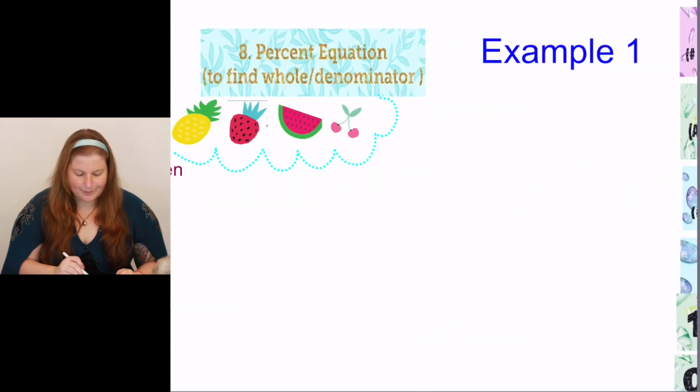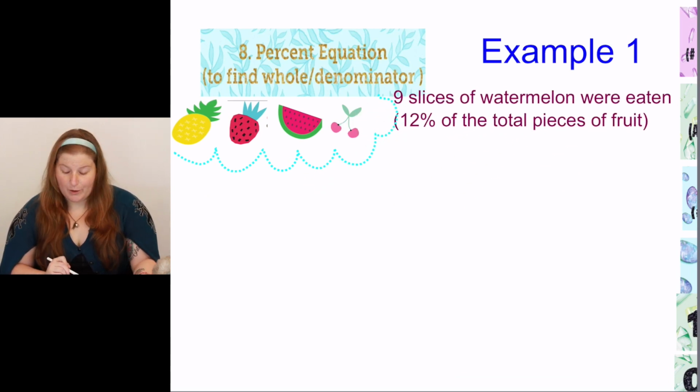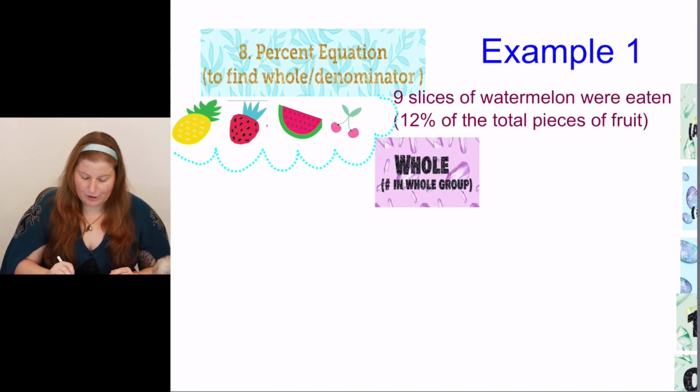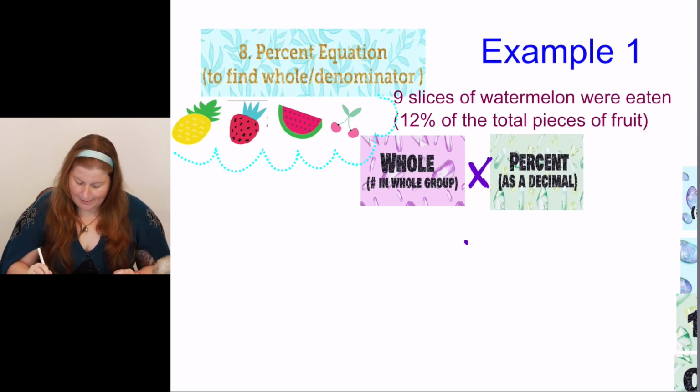First example. 9 slices of watermelon were eaten, and that was 12% of the total pieces of fruit. I always want to start by just writing down the percent equation with nothing from the problem in it. So I always want to start by writing down whole times percent equals the part I have.